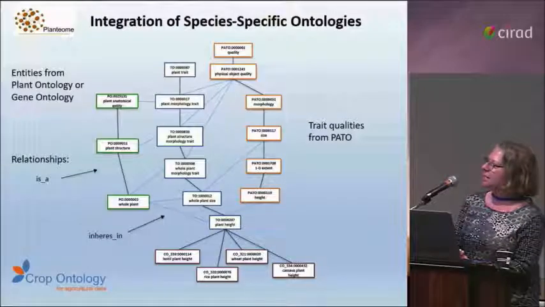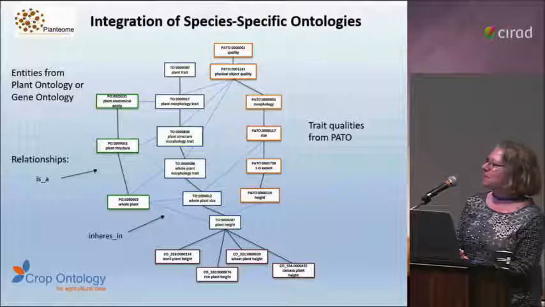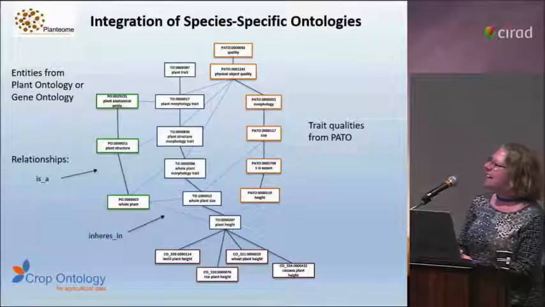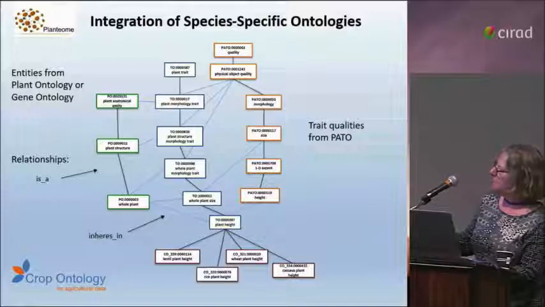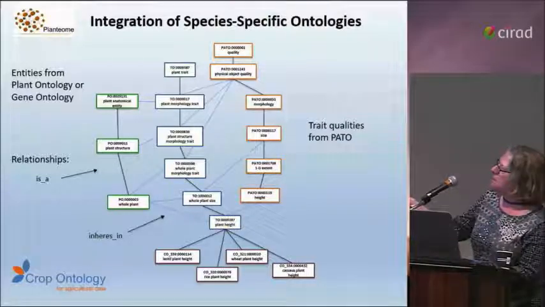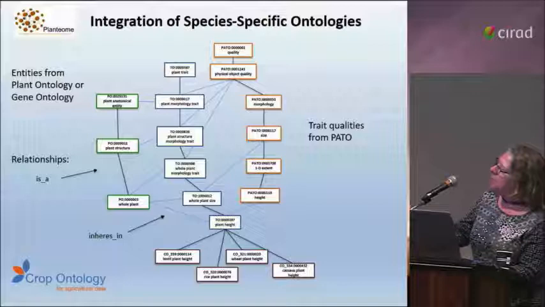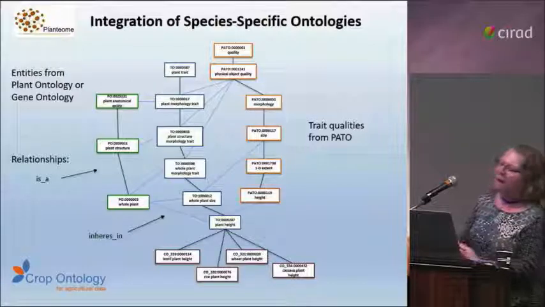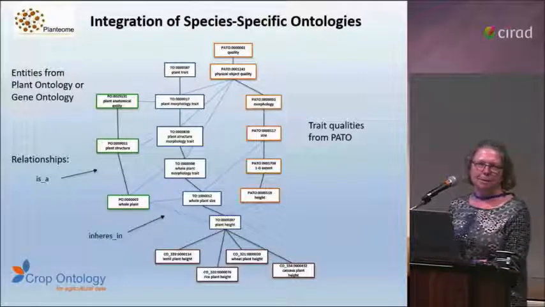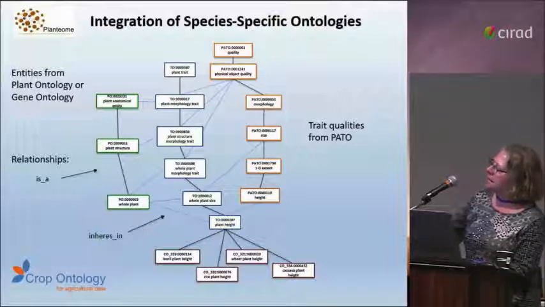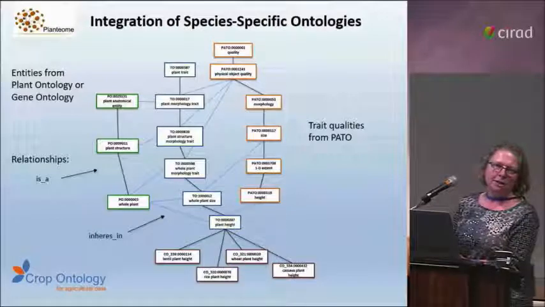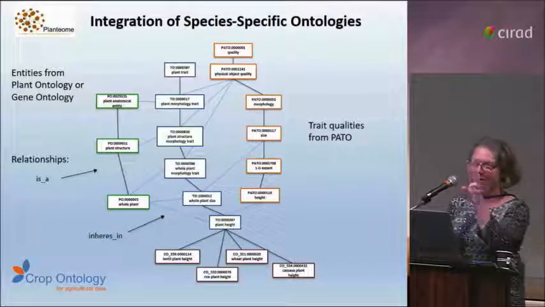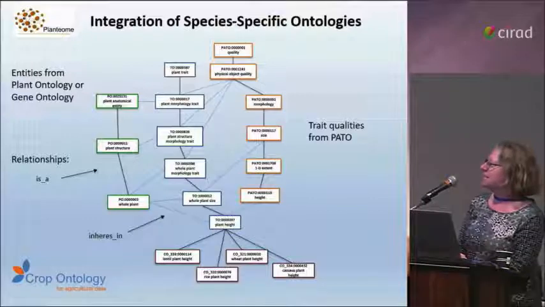And this slide looks similar to the one Pankaj showed. This is one of our example slides that we use. And this is an example of the integration of species-specific ontologies. And this shows the upper level ontology hierarchy from the reference ontologies. On this side is the plant ontology terms. These are the trait ontology terms. And these are quality terms from the ontology called PATO, which is a reference for the qualities.